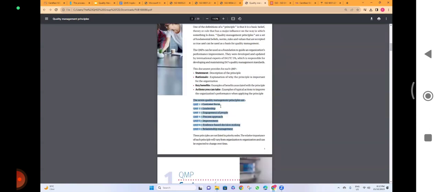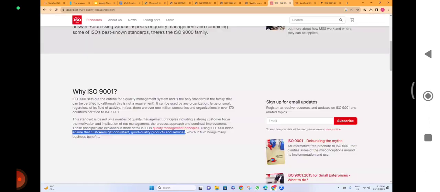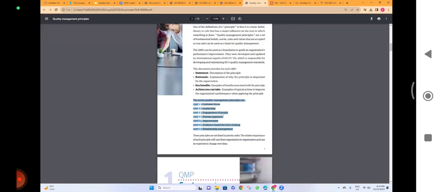These quality management principles, like customer focus, leadership, and so on, are like rules, you can call them the facts in a quality management system. If a quality management system is going to ensure that customers get consistent and good quality products, the first thing that the management system should do is to meet these quality management principles. ISO 9001 is widely accepted today because it is the standard that is easier to use in order to meet these quality management principles.